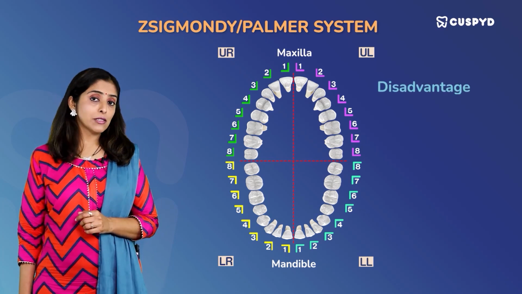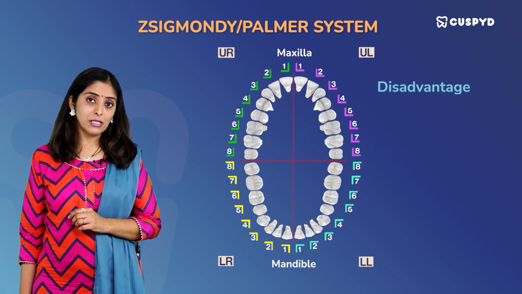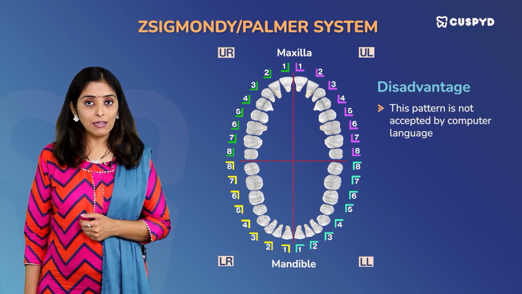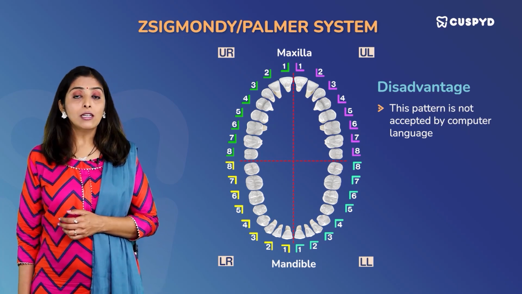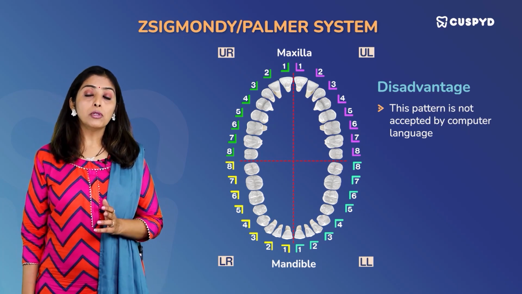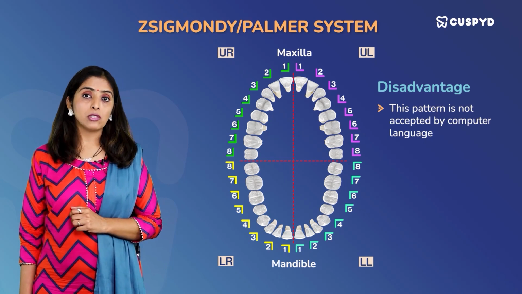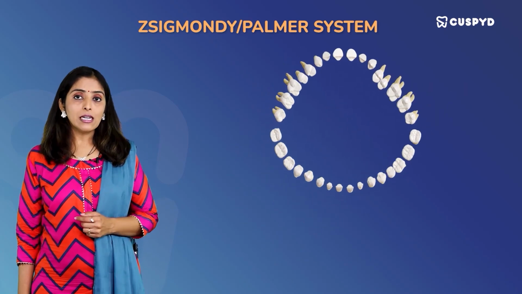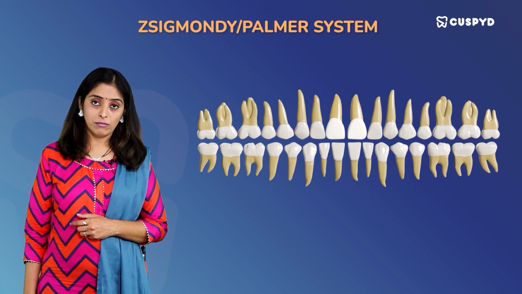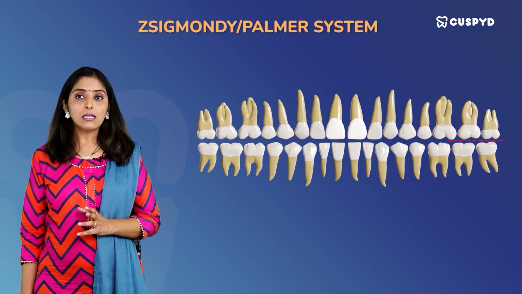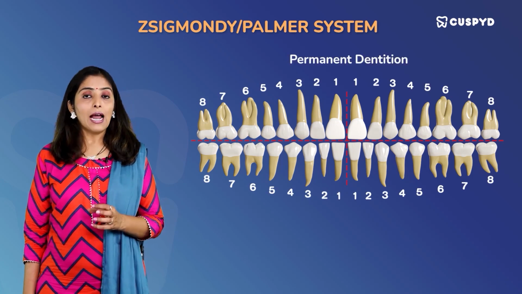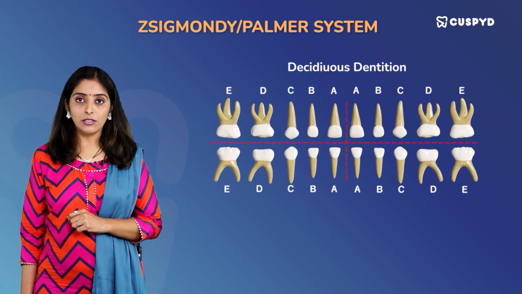The only disadvantage with this particular numbering system is that this pattern is not acceptable by computer language. So in the digital era, it is very difficult for you to communicate the Zsigmondy-Palmer system of tooth numbering to somebody else sitting elsewhere. So let us understand the detailing of this particular numbering system. Basically, the tooth is given a number in the permanent dentition and an alphabet in the deciduous dentition.